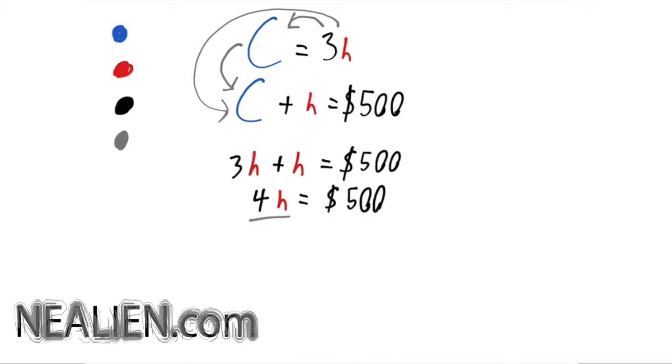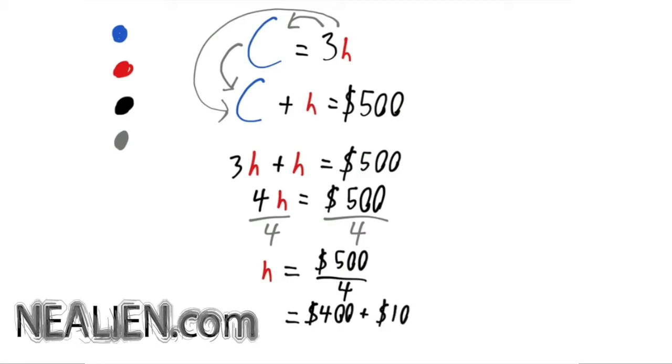At that point you want to solve for H, and it's being multiplied by 4, so the opposite of multiplying by 4 is dividing by 4. Divide both sides by 4. They were equal before you divided them, they're going to be equal after you divide them by the same thing. So H is equal to 500 over 4. I'm going to split that up just to show you how I would solve it without a calculator. So 400 plus 100 over 4. 400 divided by 4 is 100, 100 divided by 4 is 25, so 500 divided by 4 is 125.